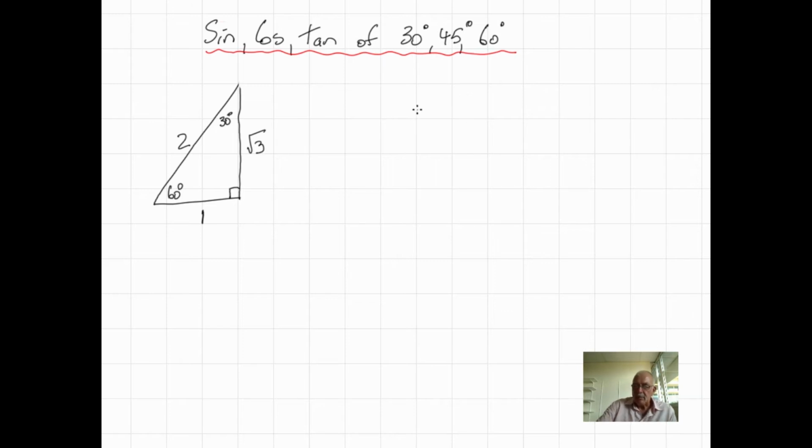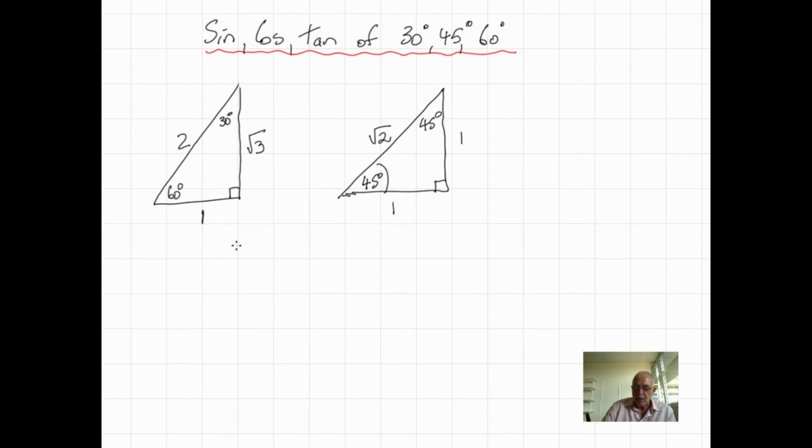The other triangle that is worthwhile memorising is a right angle triangle where you've got both sides equal to 1. So it is an isosceles triangle. And because that's 90 and these two angles must be equal, they must both be equal to 45 degrees. Using Pythagoras again, 1 squared plus 1 squared equals that squared, so the hypotenuse will be equal to the square root of 2. Now that will allow you to work out sine, cos and tan of 45 degrees.